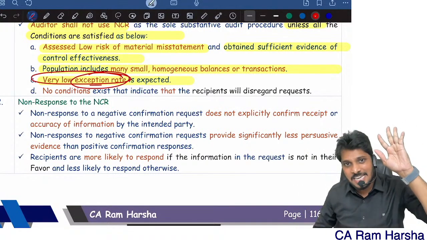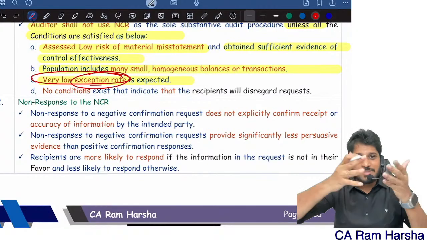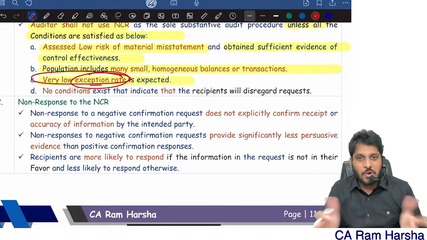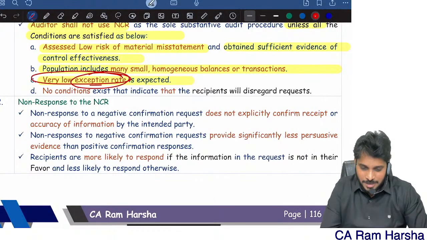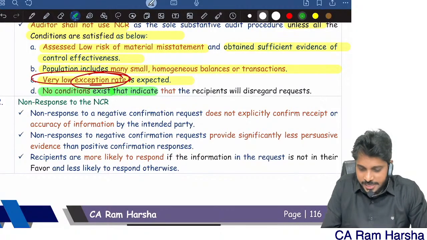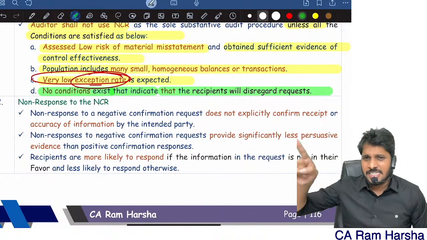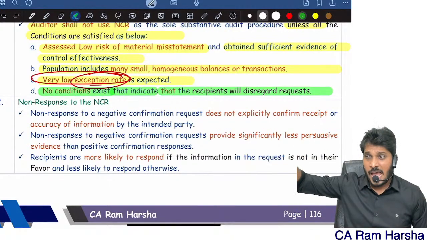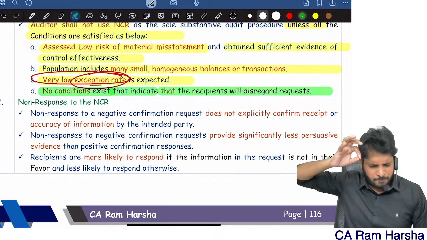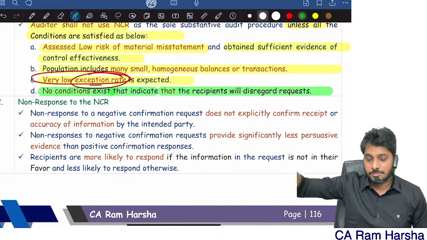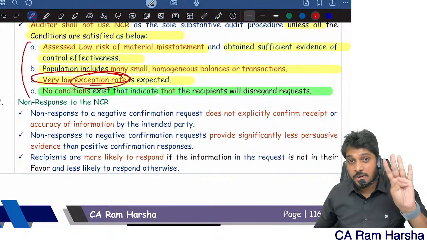Now, if you think the exception possibility is very low, there also you can send NCR. Exception rate low means what? Last week only both of them confirmed with each other. This week no transaction happened. So obviously the exception possibility is very low. And no conditions exist that indicate that recipients will disregard the request. I know very well, if I send an NCR, he will definitely see that. And if at all I did not get a reply within 3 days, I for sure know that he considered this. So that's it. If these 4 conditions are satisfied, NCR can be used.